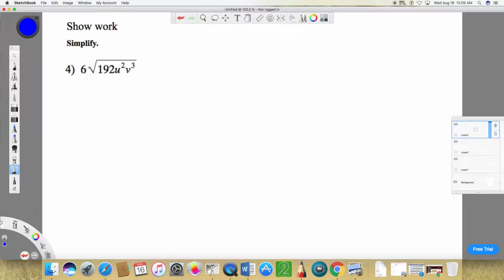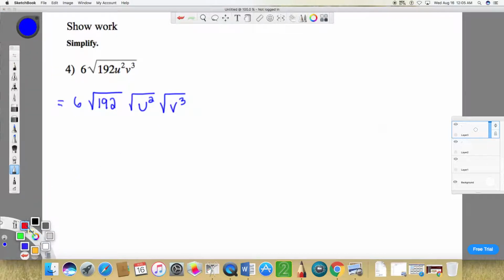They're asking us to simplify 6 times the square root of 192 times u squared times v to the third power. Now, when we have multiplication underneath this radical, you can break apart multiplication. So we can look at this and break it down to something that's easier to look at. The square root of 192, the square root of u squared, the square root of v to the third power.